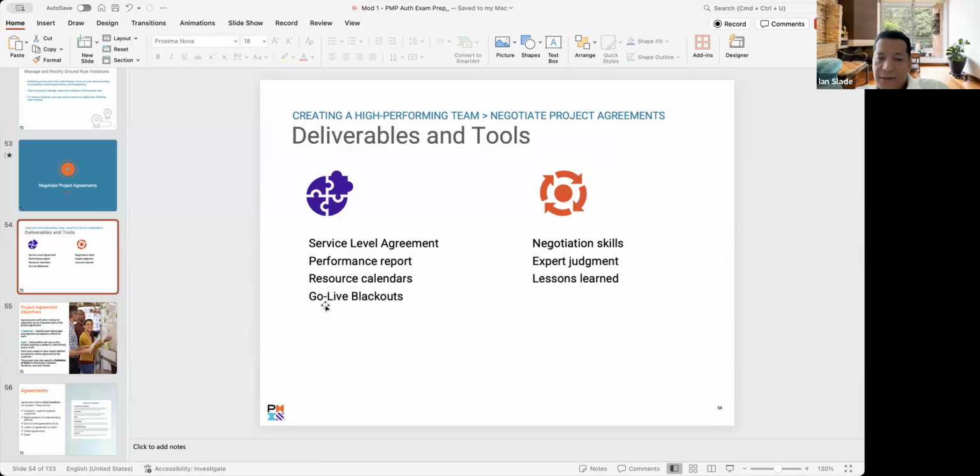Go live blackouts. Usually 2 weeks before go live, you don't want people to be out, unless obviously it's a family emergency, so that you can have all hands on deck if there are any issues. And for the tools, you have the negotiation skills that we talked about, and we're going to talk about that more as we go along. Expert judgment, we talked about this a lot, and the lessons learned.